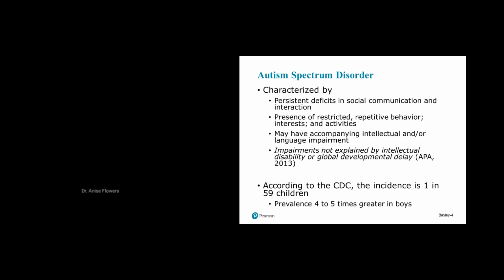The third area is restricted fixated interest of an abnormal intensity or focus, like strong attachment or preoccupation with unusual objects. Those children that get obsessed with certain particular subjects, be it dinosaurs, trains, a certain TV show, and they get stuck on that thing or object. And lastly, we see hyper or hyporeactivity to sensory input or unusual interest in sensory aspects of the environment, like indifference to pain or temperature, a very adverse response to certain sounds or textures, excessive smelling or touching of objects, or a visual fascination with lights or movement.